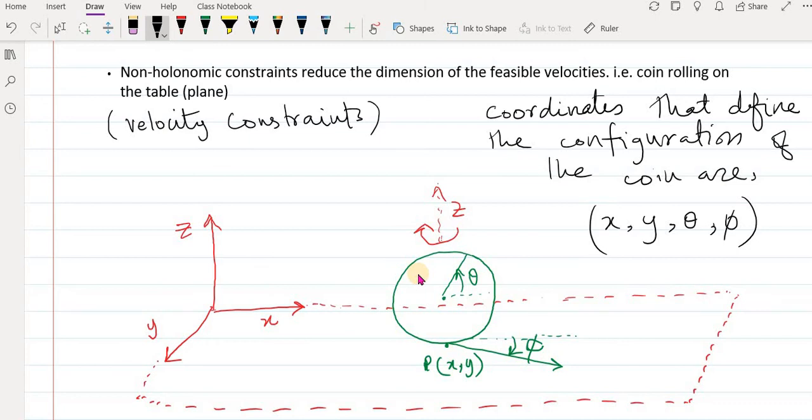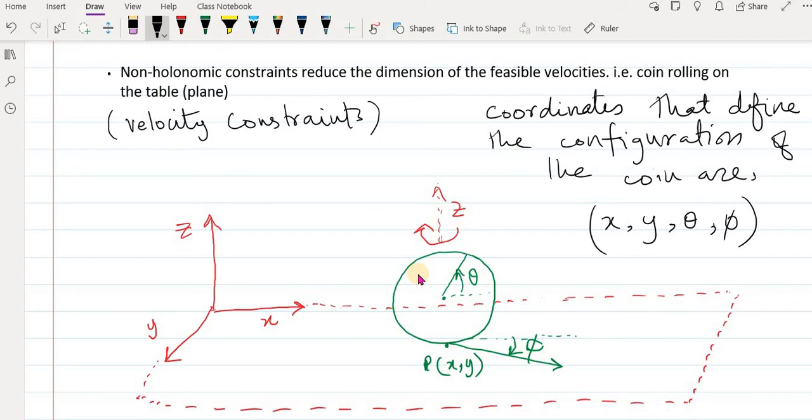Now, when this coin is moving forward, let's say in the direction of this arrow, it will have a rotational velocity about the y-axis, but it cannot have rotation about the x-axis. So for a specific angle phi, this coin can have velocity only along a fixed axis. It means that for a specific value of phi, its velocity is constrained in other axes.